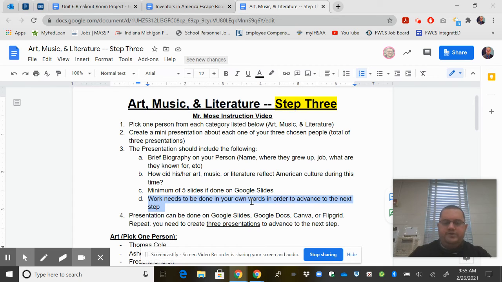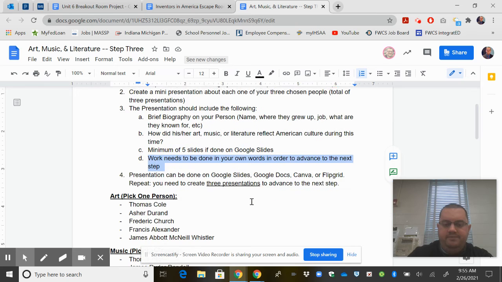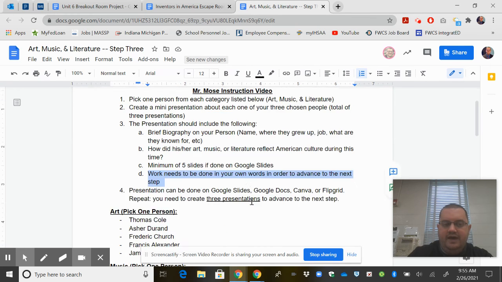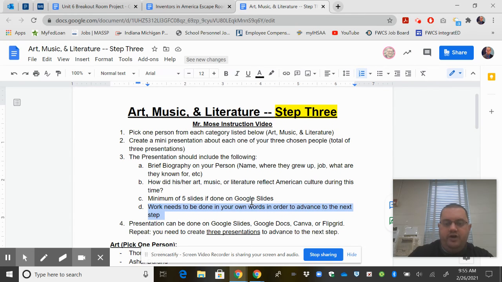That is what we've got for step 3. There is a lot here, but you are getting a week to do it. Hopefully you got through step 2 in 3 or 4 days, a little bit quicker. If you need a little bit more time than a week, you can take it.